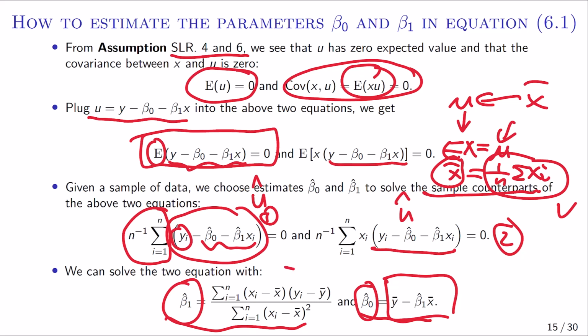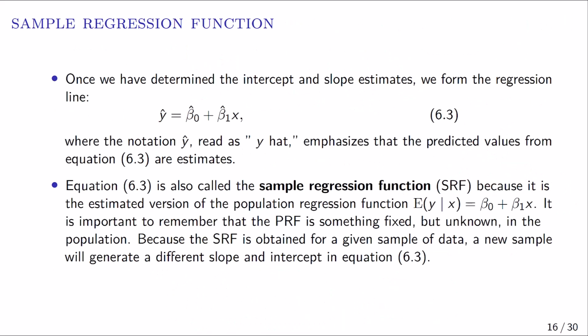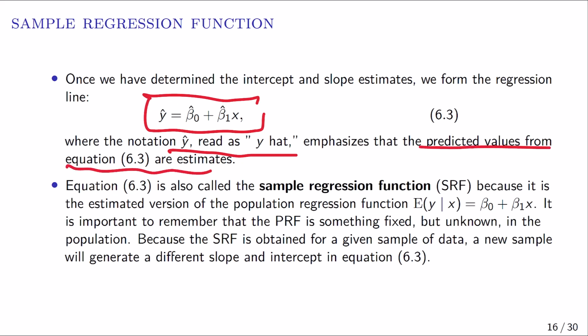You can see this beta 1 hat only has what? Has x and y in it. The x bar and the y bar, they're just the sample mean of the xi and the yi's. So finally, we could say this y hat equals beta naught hat plus beta 1 hat. That's y hat. What is this y hat? Y hat, you could just think of as the predicted values from the equation 6.3. They are just estimated for yi.